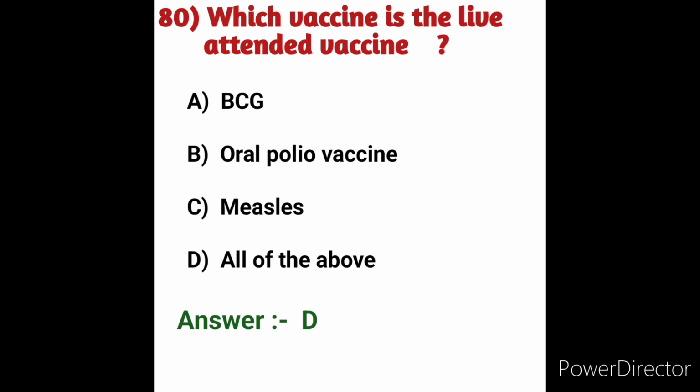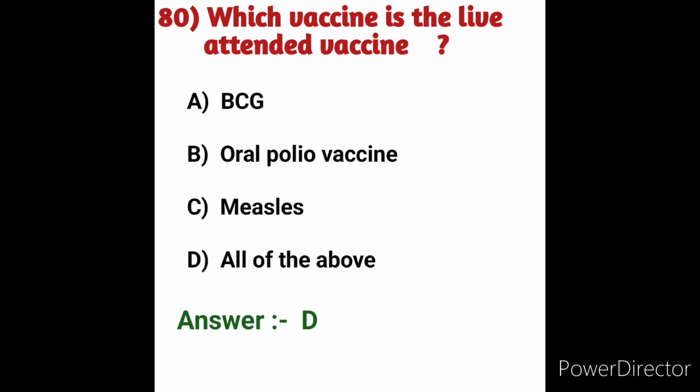Which vaccine is a live attenuated vaccine? Option A BCG, option B oral polio vaccine, option C measles, option D all of the above. Option D is the correct answer. BCG is for tuberculosis, oral polio vaccine is for polio eradication, and measles is a communicable disease vaccine. All of these are live attenuated vaccines.